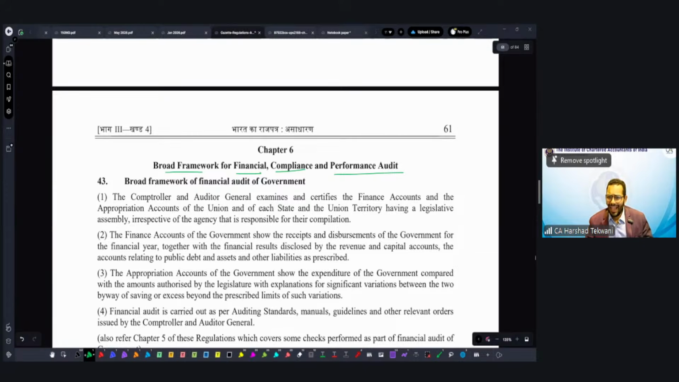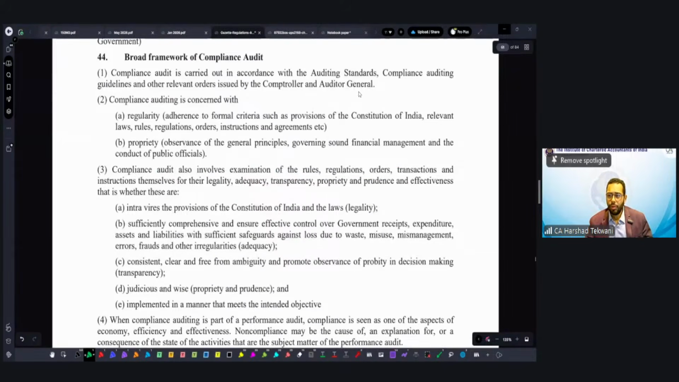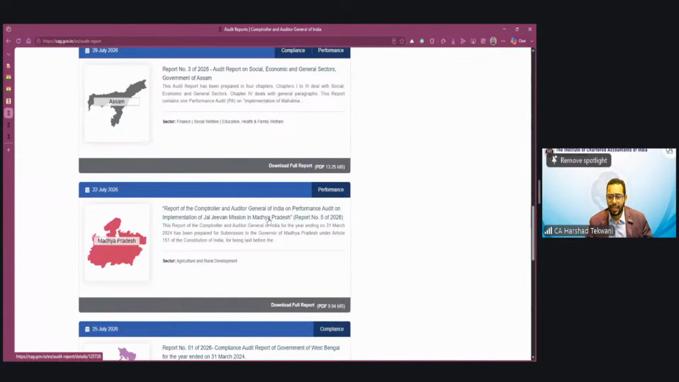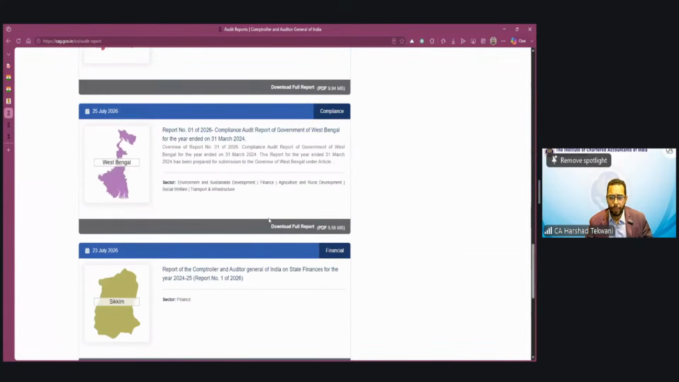Let's understand this by seeing one of the compliance audit reports. Okay, let's see a compliance audit report, and then on the basis of that, let's understand how these reports are there. Okay, let us see. Let me open a compliance audit report. Let's go to the portal itself and let us see a compliance audit report over here.